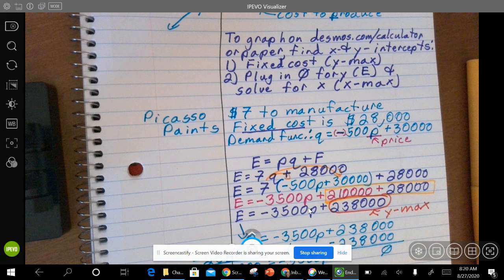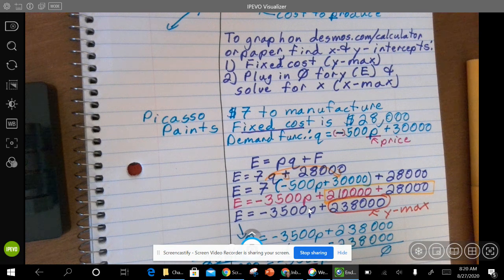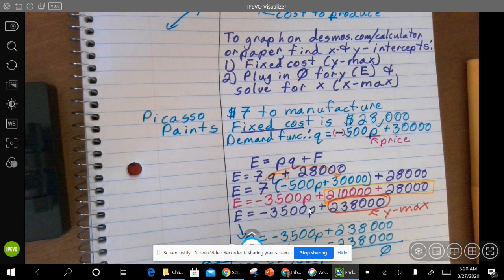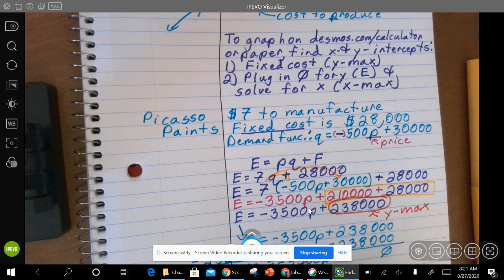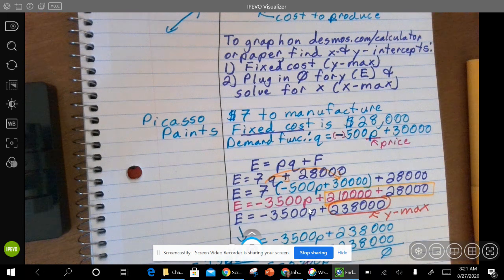Now we're going to divide. Remember we were solving for P, the price, or X value. We divide each side by negative 3,500. So negative 238,000 divided by negative 3,500 gives us 68. So everybody, this is our X maximum.